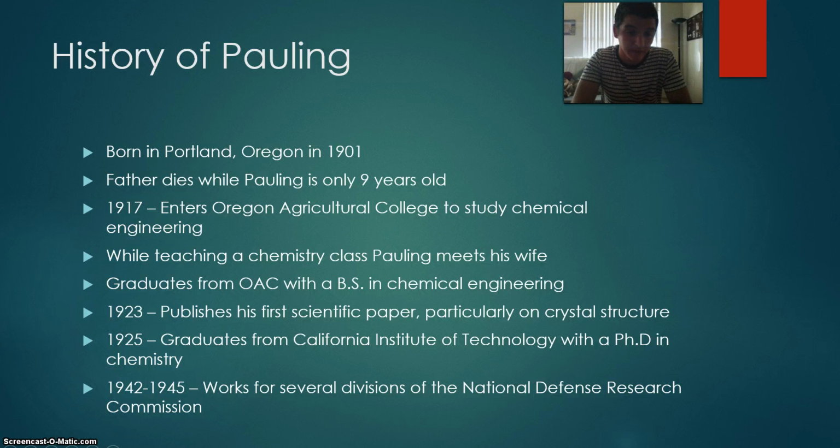From 1942 to 1945, he worked for several divisions of the National Defense Research Commission. This is around the time of World War II, where Pauling offered his help to the U.S. government. He helped them to develop future technology in missiles for the U.S. Navy. He helped them create some explosives that they could use during the war. He also helped the Navy by creating a machine that would measure the oxygen levels in some of the submarines.